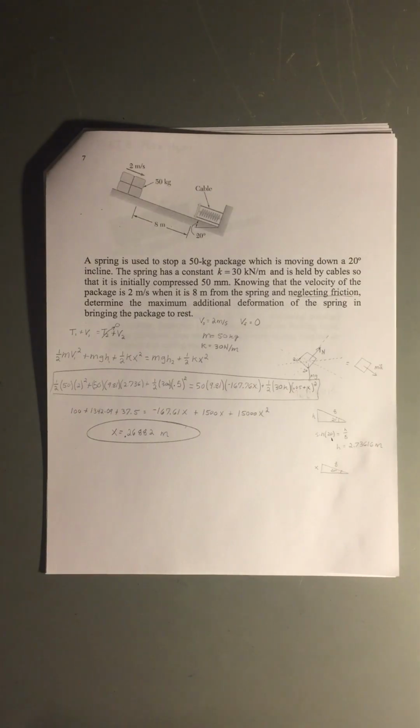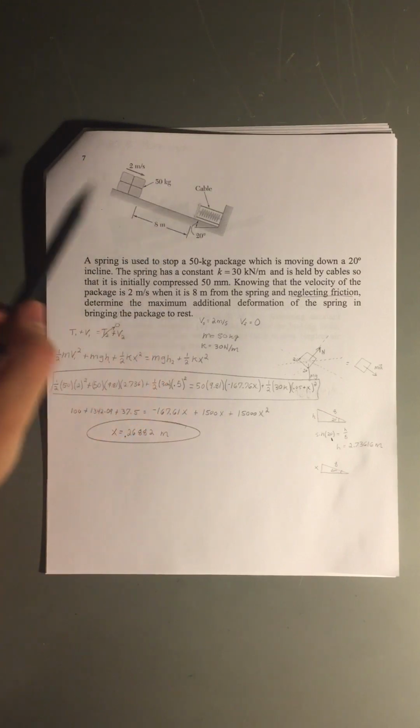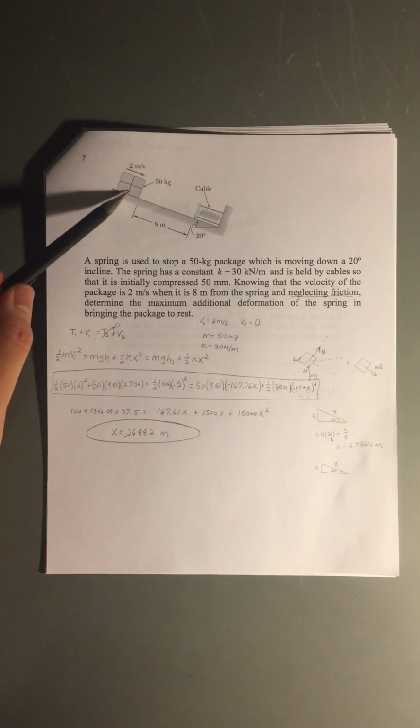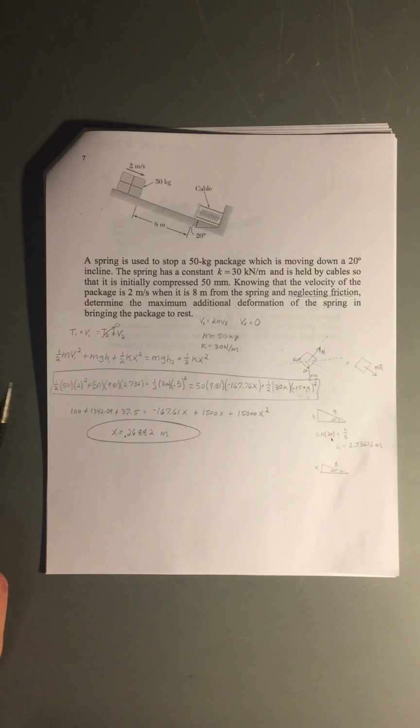Okay, so this is problem number 7. In this problem, we have a spring at the bottom of an incline, and this package here is going to come down and hit the spring. And the problem tells us that the spring is actually already compressed a little bit before the package hits it, so we need to take that into consideration when we solve this problem.